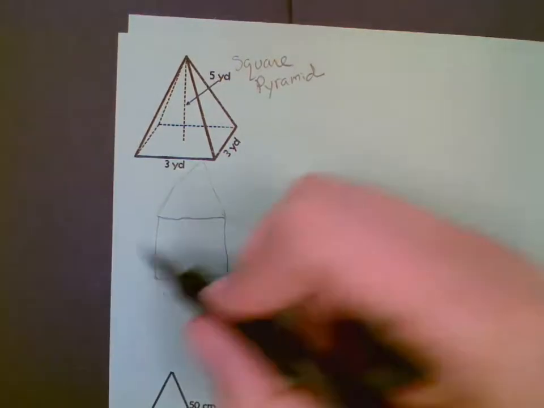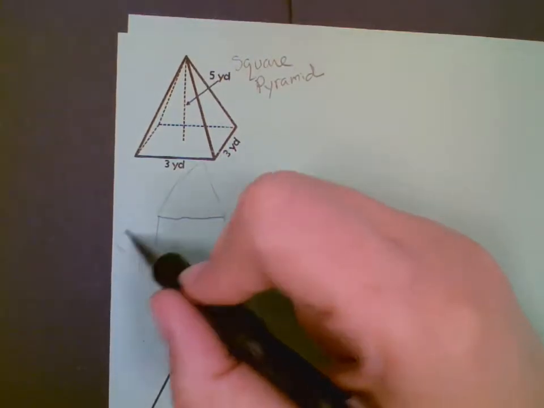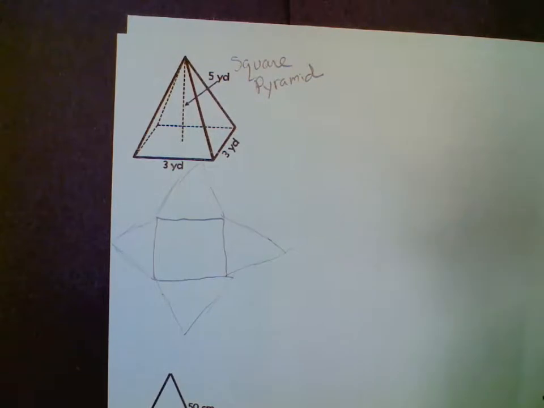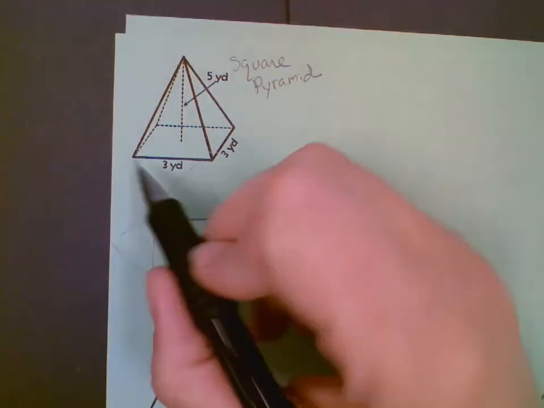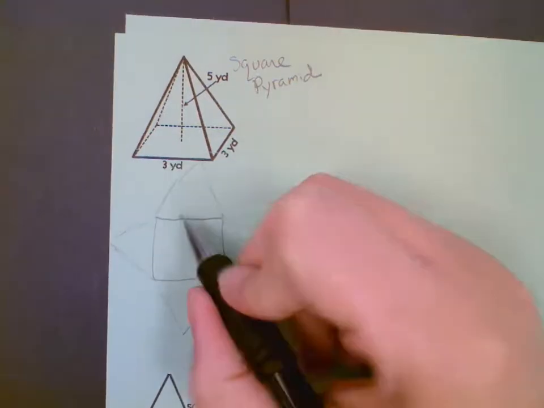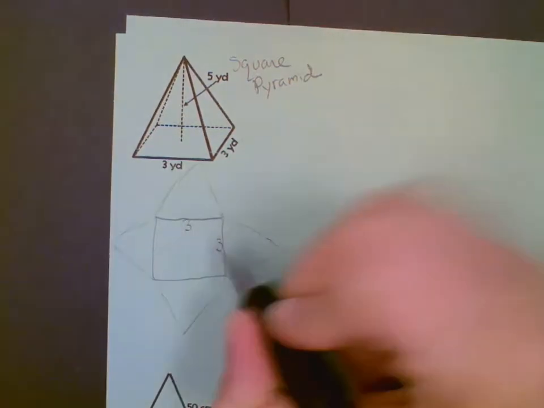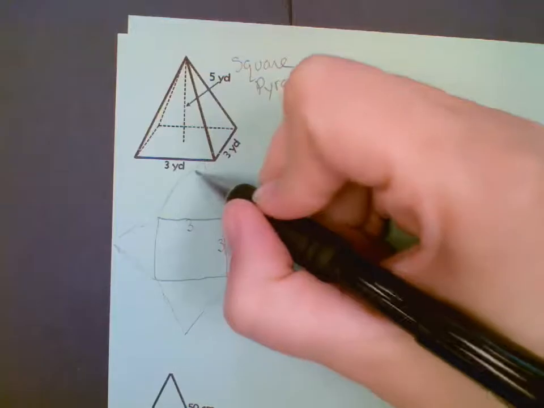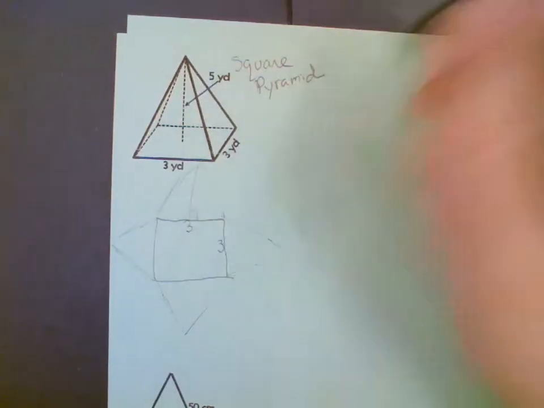Obviously, mine don't look anything congruent. Sometimes they don't look like a real triangle either. But it doesn't matter. We're just using this to help us make sure we get all of our sides. So as we can see on our square, we have 3 and 3 for those lengths. But then we're going to need to know the height there.